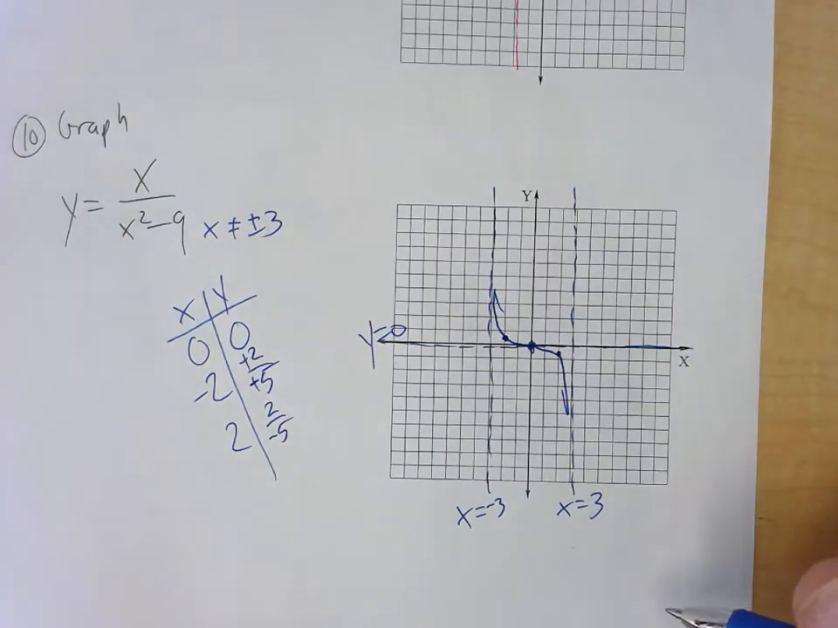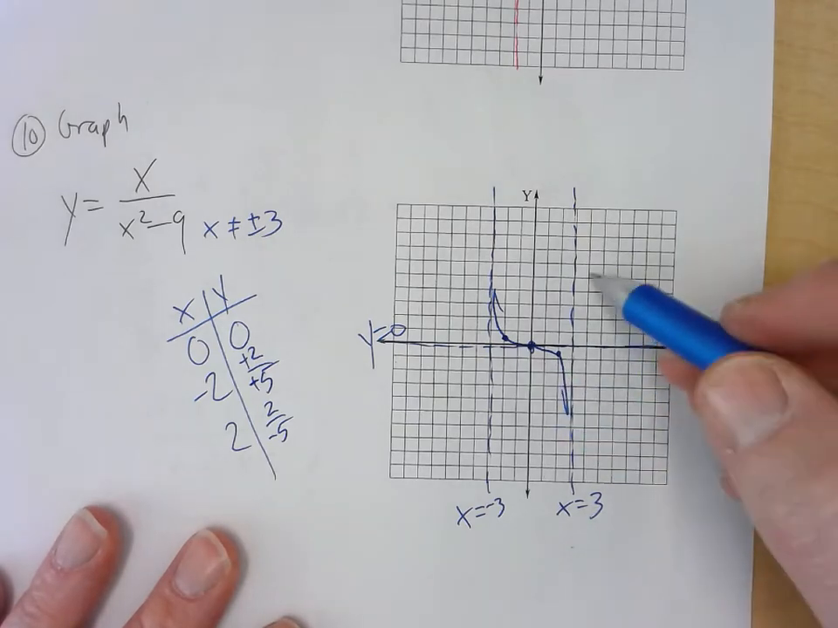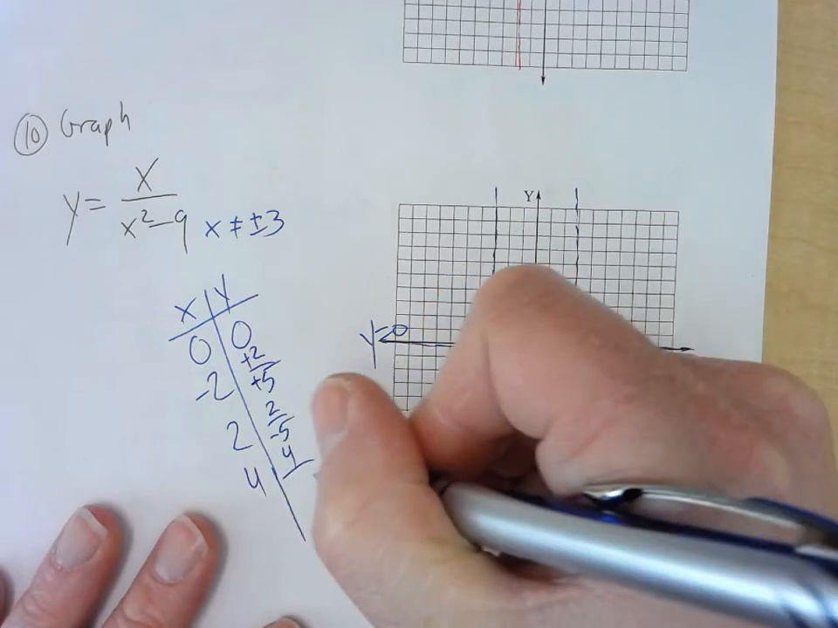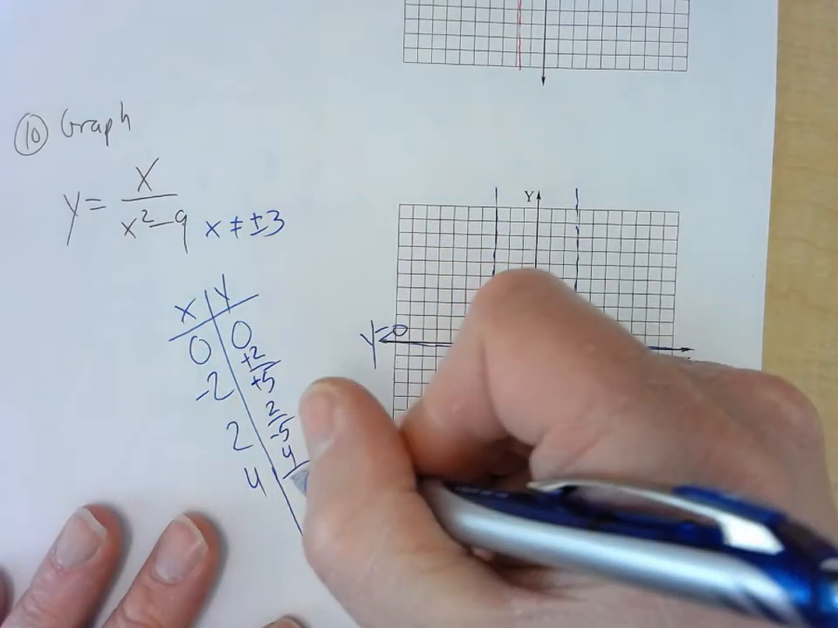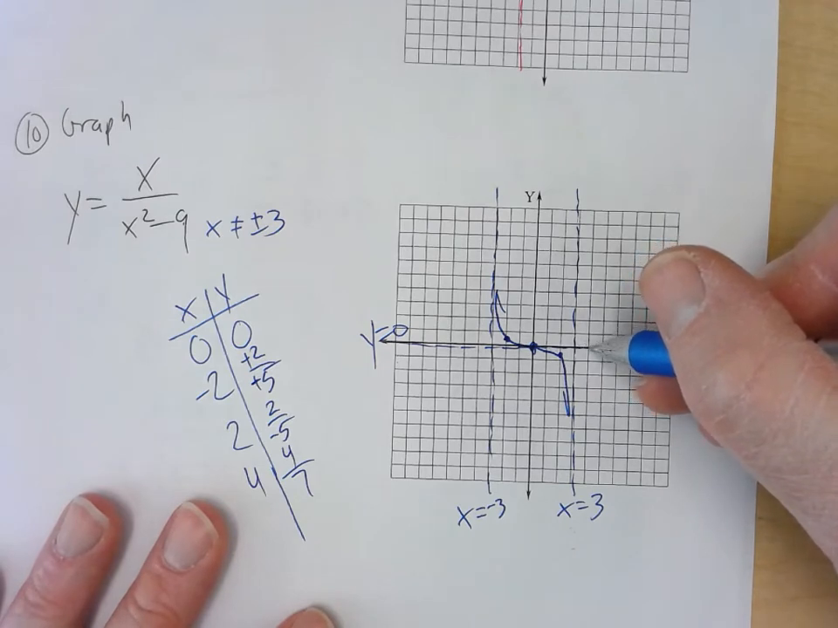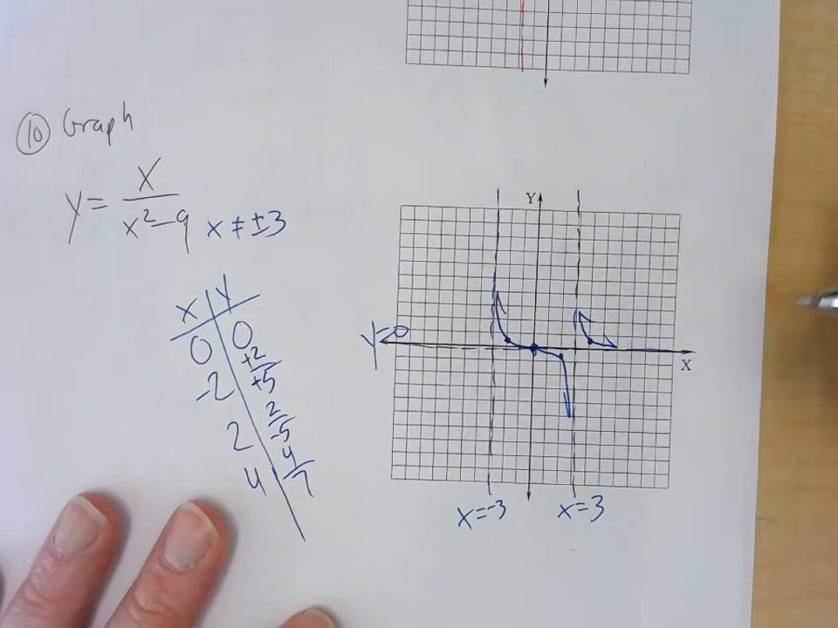Okay, now I'm going to pick another number. Like, does it curve here or down here? I'll just try 4. So I'll put in 4. It gives me 4 on the top, and it gives me 16 minus 9, 7 on the bottom. So I go over 4, 1, 2, 3, 4, and up a little bit. So it's going to curve like so in this little quadrant.